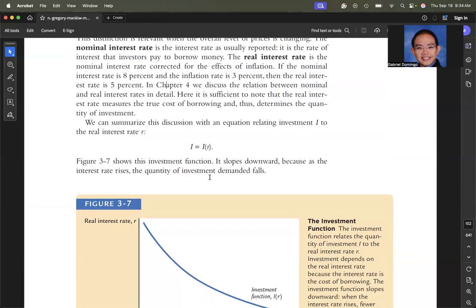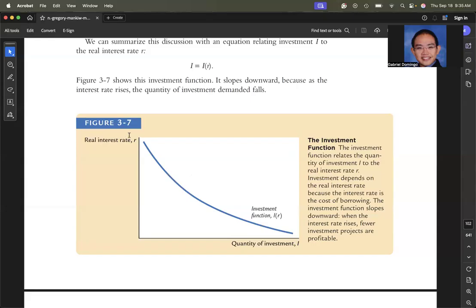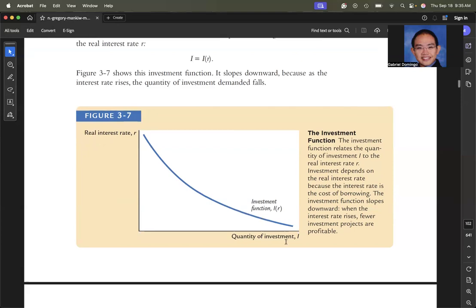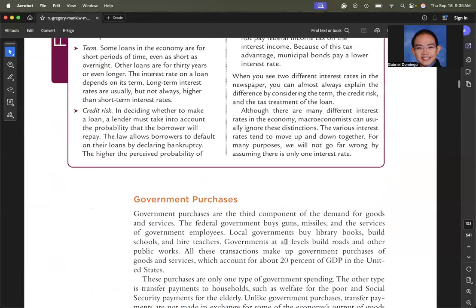So there should be a negative relationship between investment and the real interest rate, because you should consider R as a cost of investment. This is the picture for the real interest rate and investment on the x-axis. And if you take a look at it, they're negatively related to each other.